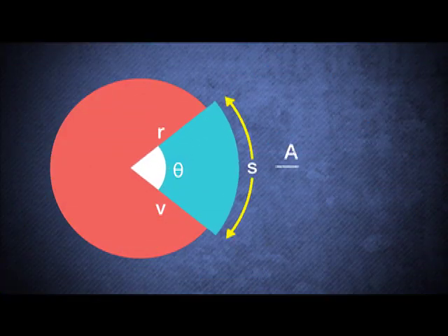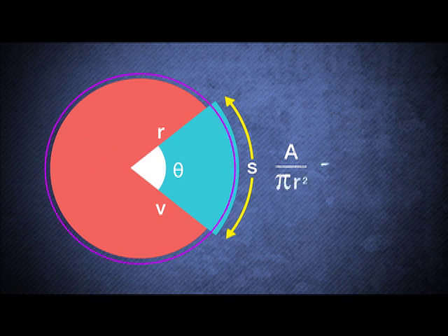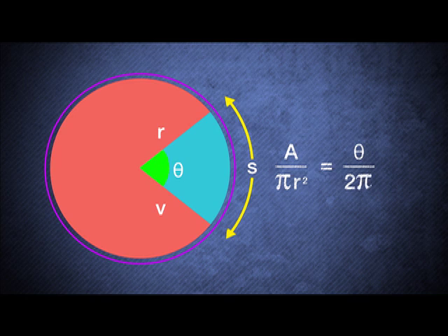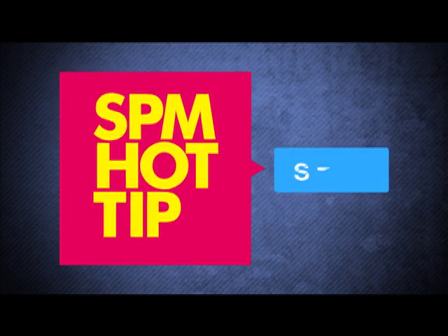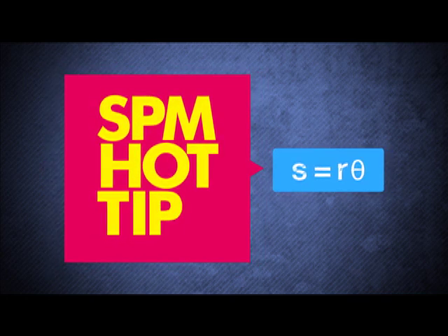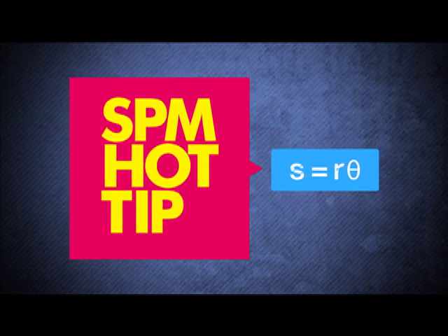In a circle, the ratio of length of arc to the circumference of the circle is equivalent to the ratio of the angle subtended by the sector to the total internal angle of the circle. Simplifying the ratio, we get s equals r theta, which is a formula to find the length of arc of a sector.